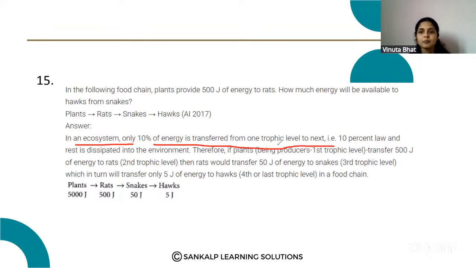That is the 10% law, you know that. Here, plants have 5000 joules. Only 10% is transferred, which means 500 joules, and only 50 joules is 10% of 500. Then from snakes to the hawks, only 5 joules of energy is transferred. Only 10% of energy is transferred from one trophic level to the next trophic level. So that is the 10% law.